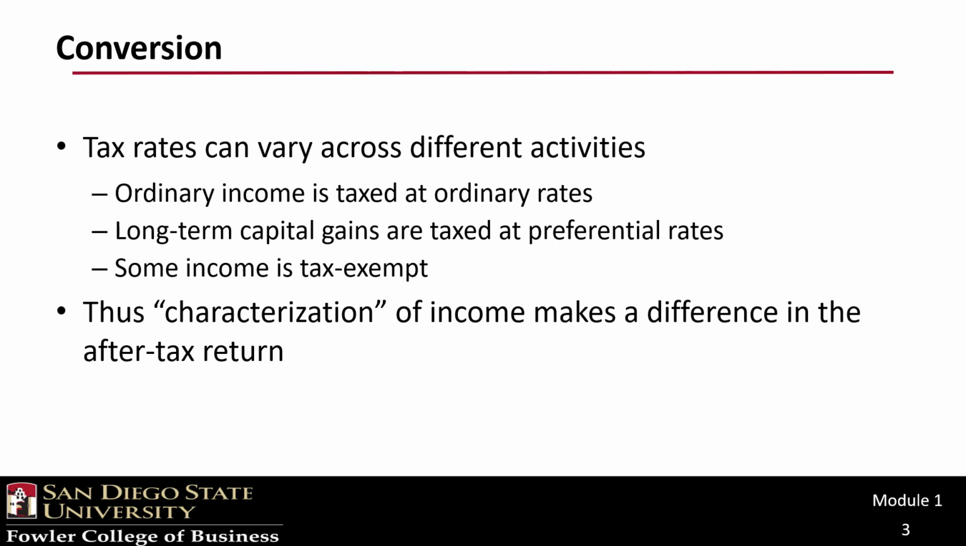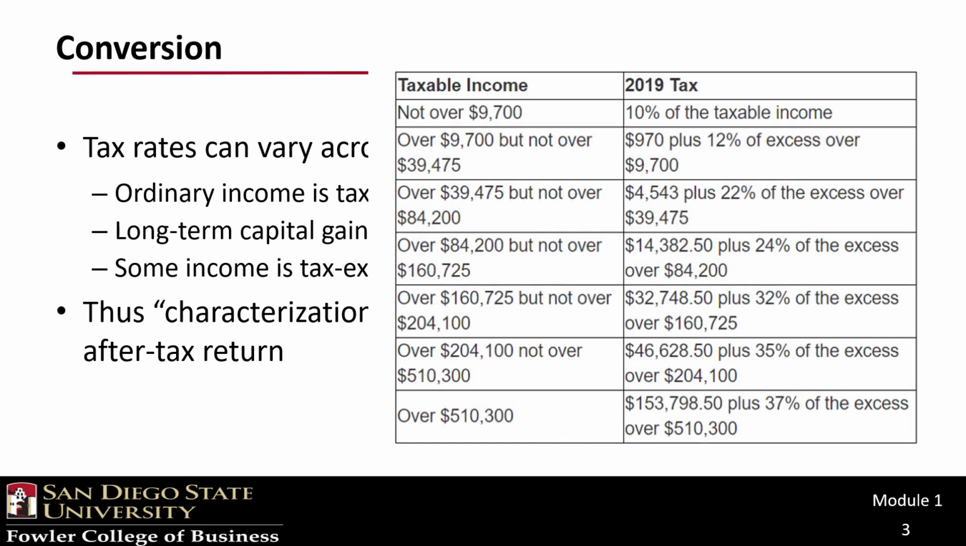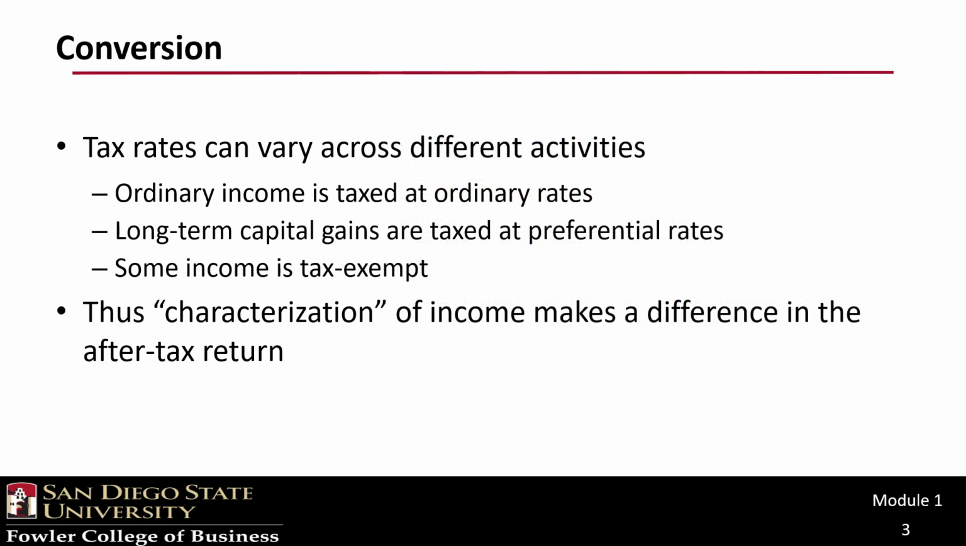So hopefully you've garnered some appreciation for the fact that tax rates can vary across different activities. So for example, ordinary income is taxed at ordinary rates. Up to now, all the individual tax computations we've been doing, for the most part, have involved nothing but ordinary income. And we take our ordinary income and go out to those tables that are based on your filing status and put them through the grinder, and we get a tax liability.